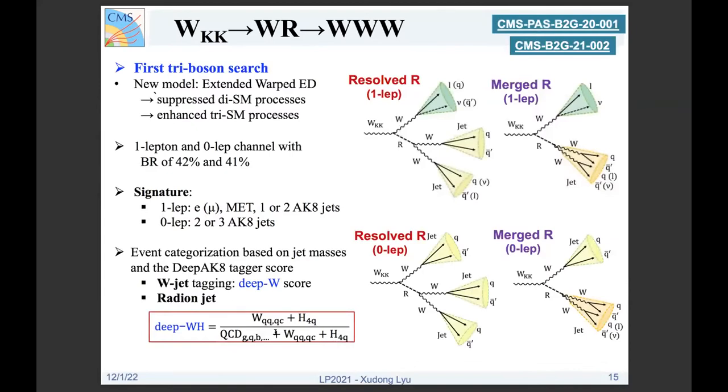The last search is the tritop search, and it's the first tritop search at the LHC. We designed two different analyses, the first one is for the lepton, and the other one is for the hadronic final state, and we use DeepAK8 to tag the different jets. For W jets, we use the different deep W score. For the resonance jets, you can see it's a fat jet, a WW fat jet, and we use a combination of W and Higgs tagger.